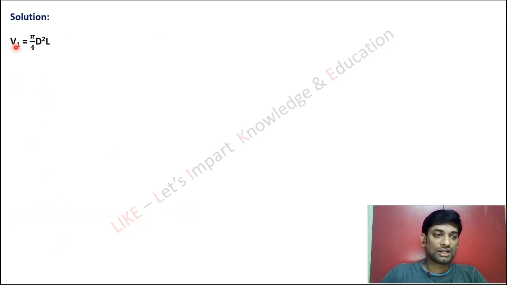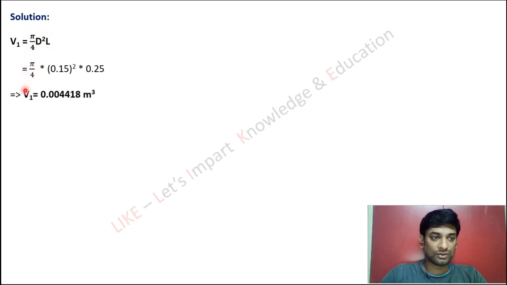First, we will calculate volume 1, V1. The cylinder volume is pi by 4 d square L. You know very well, the volume of a cylinder is pi by 4 d square L. So, diameter is given, length is given, so that you can calculate V1. It is also given that V2 is equal to 1 by 5 of initial volume. It is given in the problem. So, V2 is equal to 1 by 5 into V1. From this, you can calculate V2.